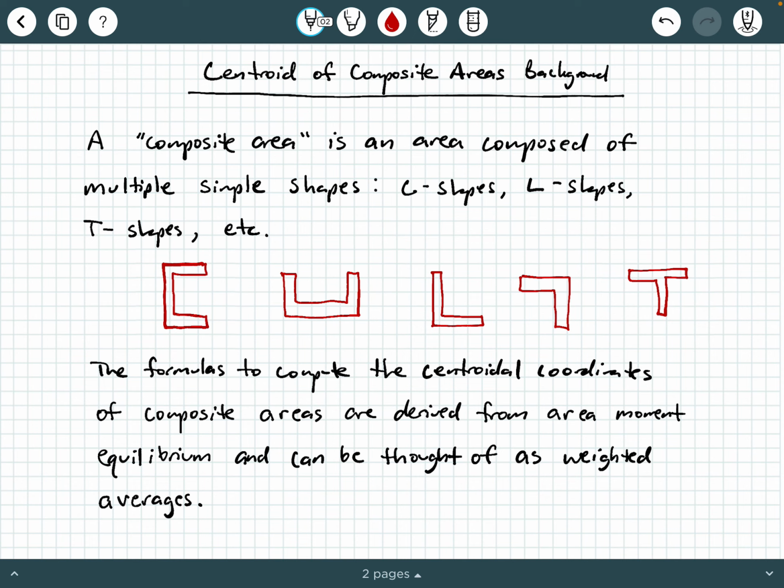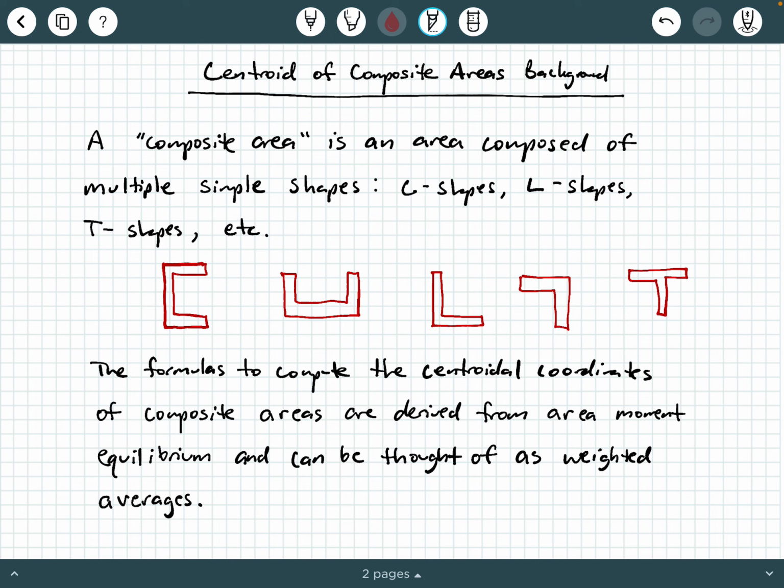Now, what do we mean by it's composed of multiple simple shapes? Well, all of these examples of composite shapes are composed of multiple rectangles. So for example, let's take a look at this sideways C shape, or it's more like a U shape. We could separate each of these components of this shape into individual rectangles. We can do the same thing for the L shape and the T shape as well. So that's what we mean. We mean multiple simple shapes forming together something that is not so simple looking.